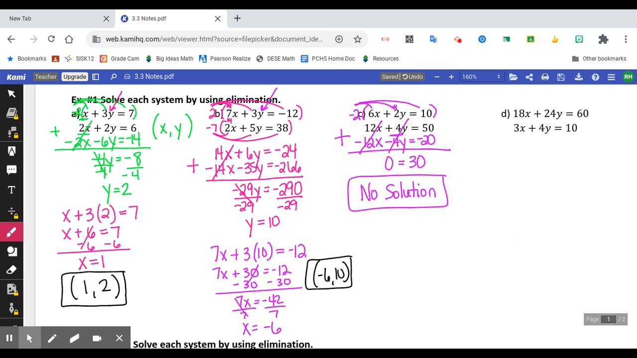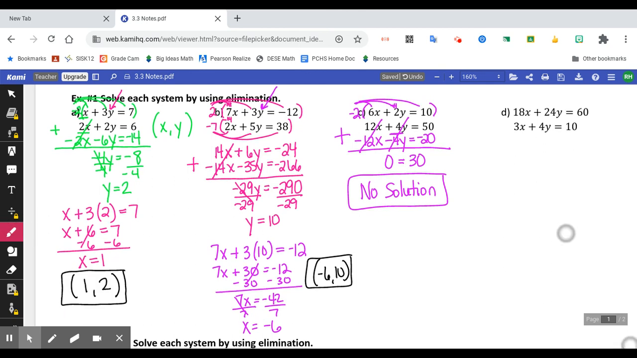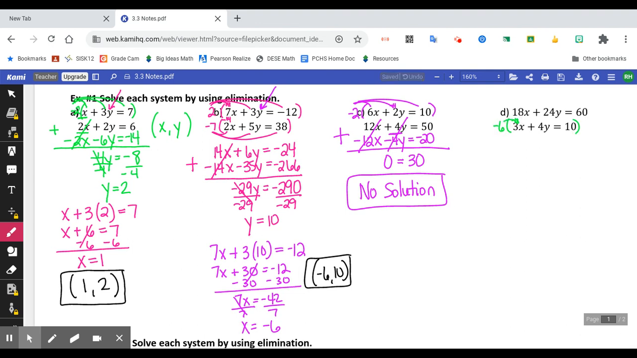Okay, let's go to the next one. Be thinking about what you want to eliminate. I'm seeing that I can make my x's eliminate. If this is a positive 18 and I want this guy to be a negative 18, I have to do this entire bottom by negative 6. And then I'm going to distribute to all three.